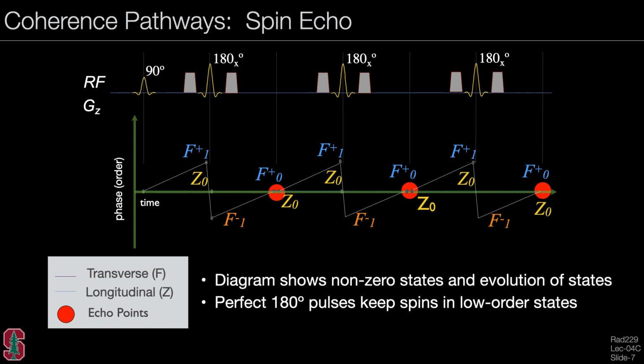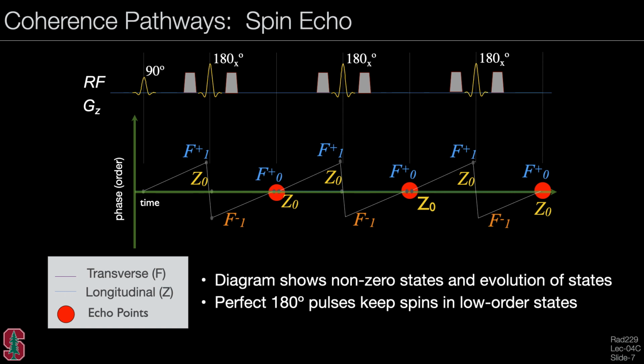So this is a very simple coherence pathway diagram because with the ideal spin echo sequence, the spins are very well behaved. You notice that we've included Z0 states. These arise from small amounts of longitudinal relaxation. They don't contribute much to the signal though. Because we have perfect 180-degree pulses, we keep the spins in low-order states. So this is our first example of a coherence pathway diagram.